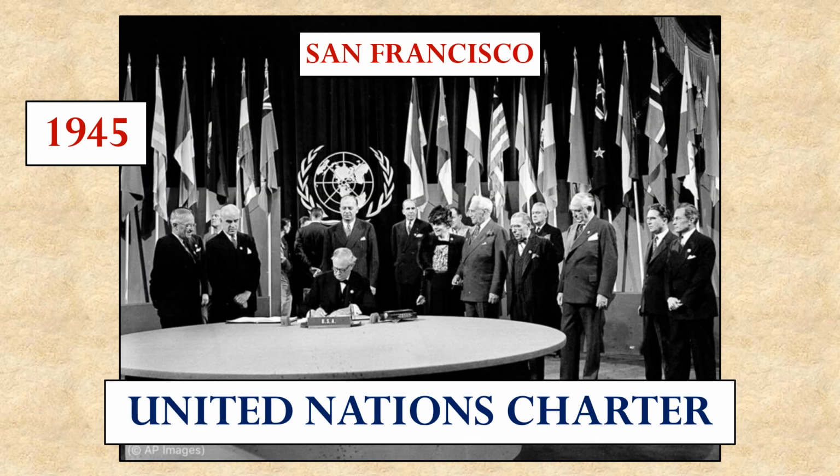The United Nations came into formal being in 1945 when a conference was held in San Francisco, and the charter was created and signed by over 50 countries. The United Nations Charter set up an organization called the General Assembly, where every country in the world could have a seat and could vote as equals.